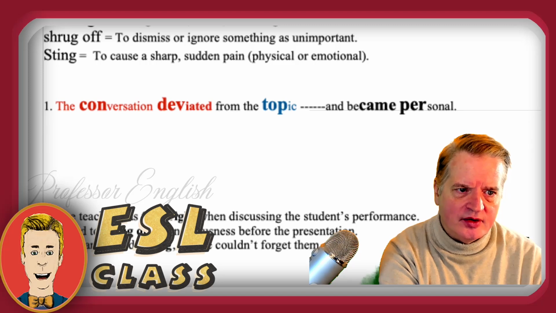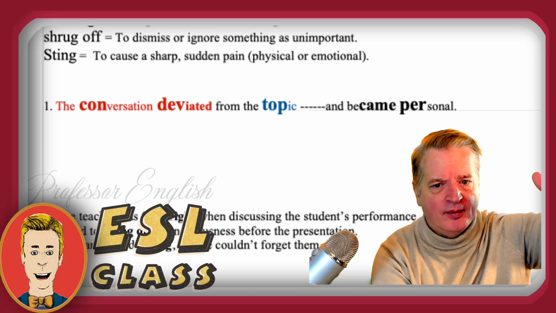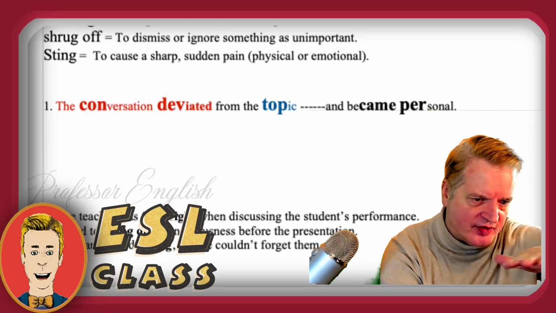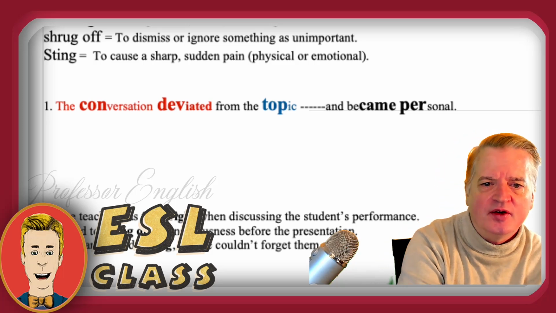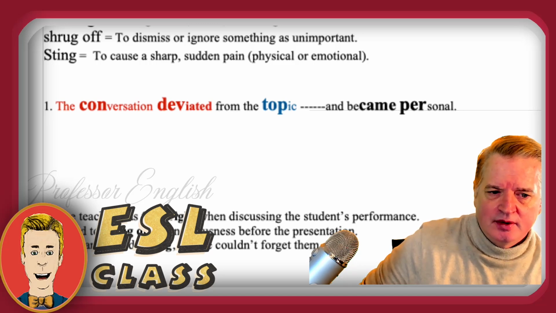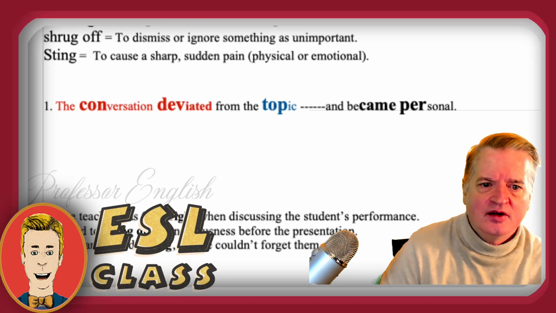Because what you want to do is start high and then go low. So we'll start high: The conversation deviated from the topic, and we'll finish very low. The conversation deviated from the topic. Deviated, it's a big one. The conversation deviated from the topic.